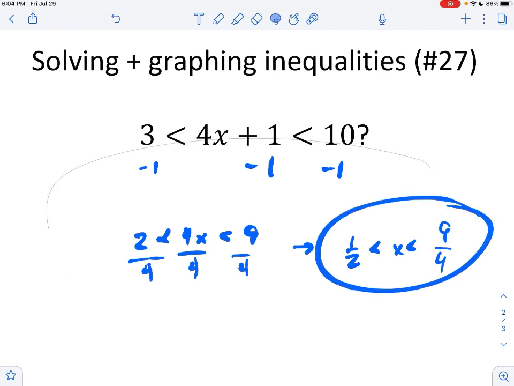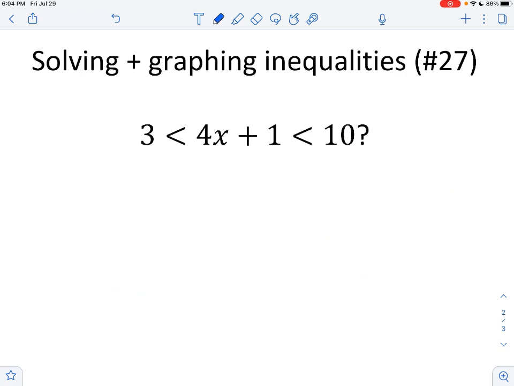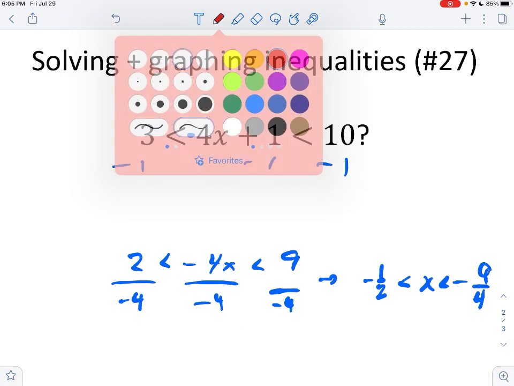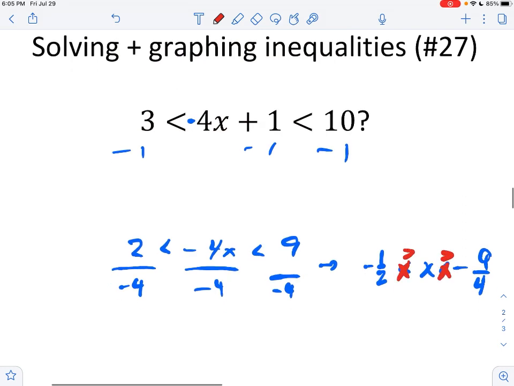The only other case where this gets kind of complicated is if this was a negative number. Let's do the whole problem again with a negative here. So we're subtracting 1, subtracting 1, subtracting 1. 2 is less than negative 4x, less than 9. Now we have to divide by negative 4 instead of positive 4. So you're going to end up getting negative 1/2 is going to be less than x is less than negative 9 over 4. But now what happens is when you multiply or divide an inequality by a negative number, just like I did here, I divided it by a negative number, you actually need to flip the signs of the inequalities. So your actual inequality is going to be this.